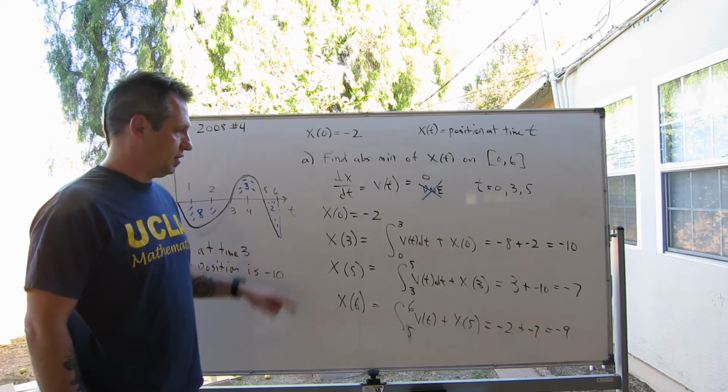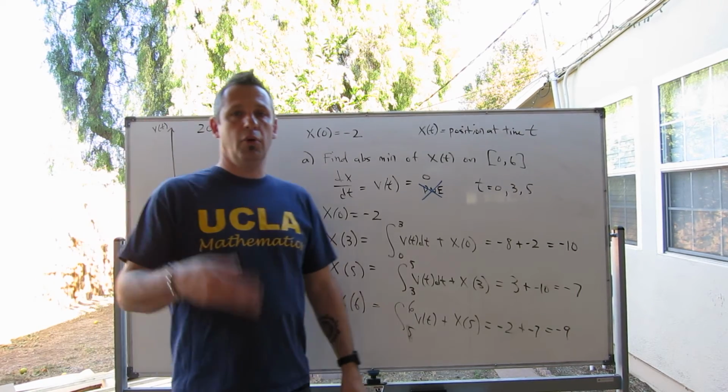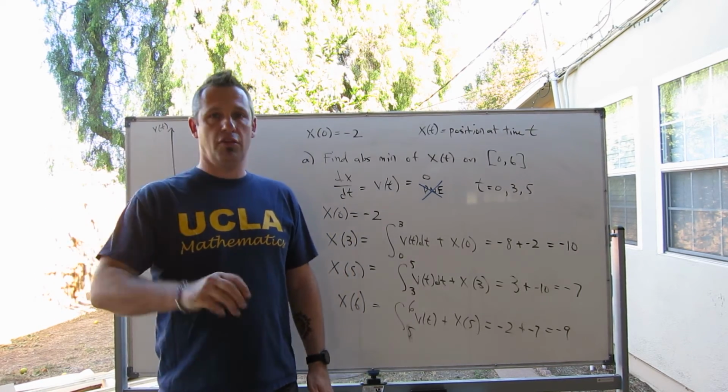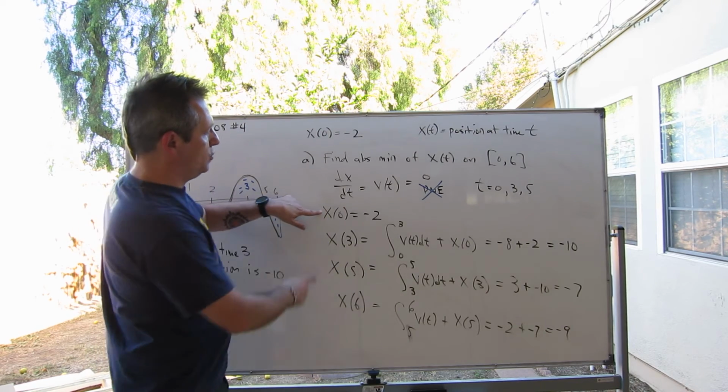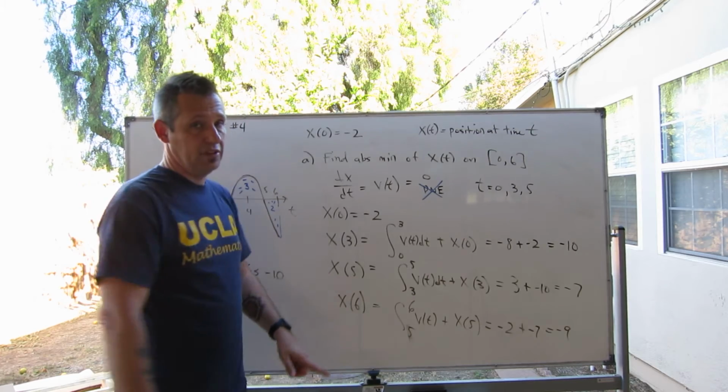So I believe the answer is 1 time, 2 times, 3 times. The particle is at position negative 8 3 times: 1 time between 0 and 3, 1 time between 3 and 5, and 1 time between 5 and 6.